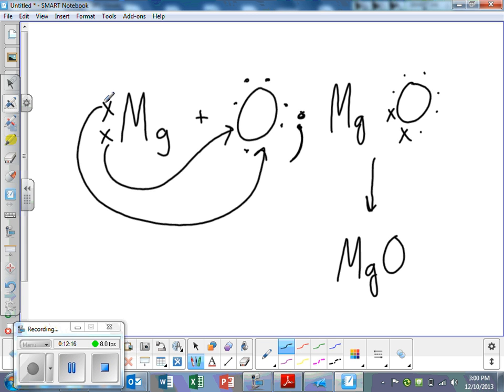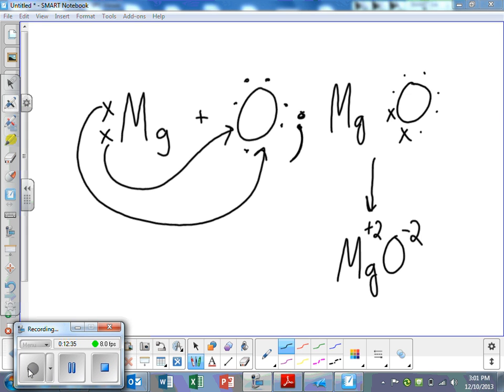Mg? Negative +2. Yeah, so this is going to be a +2 for the Mg. This is going to be the -2 for the oxygen. Wait, why would that Mg? So the question is, why do the electrons from magnesium go to oxygen?